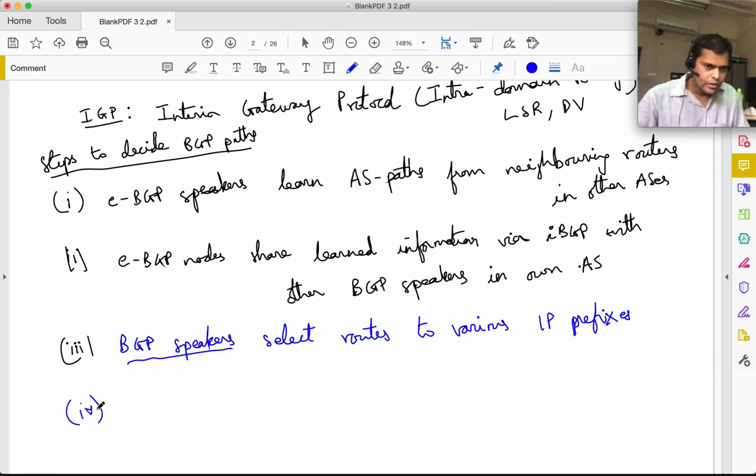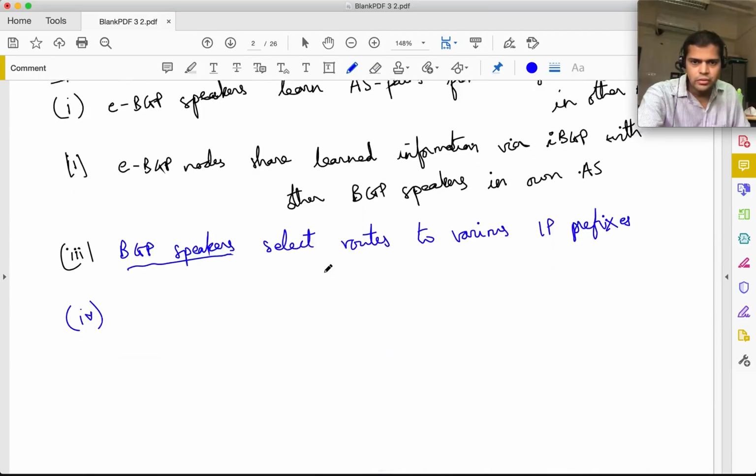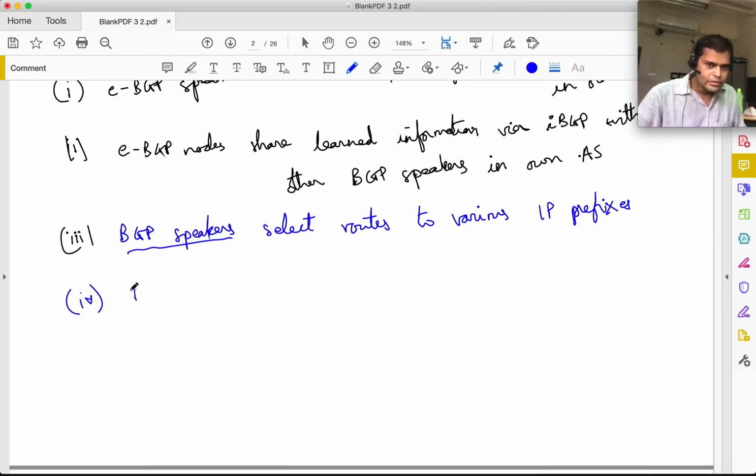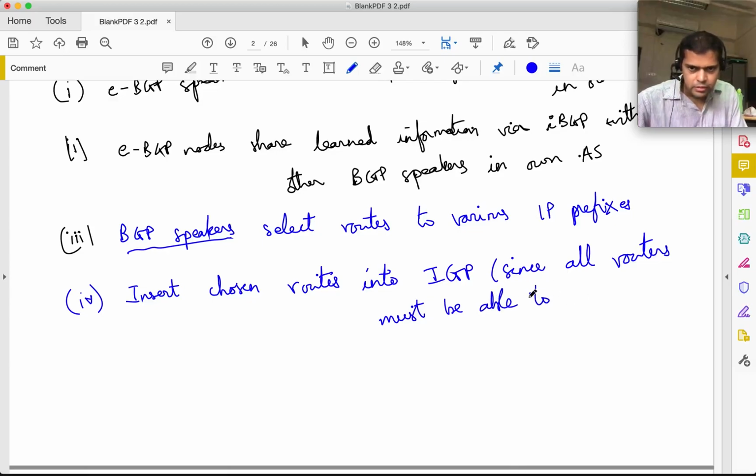To get the whole thing working, we have to somehow share that information with these routers who do not know BGP, who don't speak BGP. So we have to insert these chosen routes into the IGP protocol, since all routers in the network have to be able to forward packets to any destination IP.